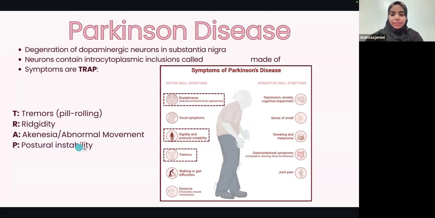And then P is for postural instability. So if you pull them, they're not able to balance basically. So they might end up falling. So they have a lot of falls. And as you can see, they also have stooped posture. And they can also have symptoms that are not related to the motor system, like depression. They can have loss of the sense of smell, anosmia, and autonomic symptoms like lightheadedness and dizziness and so on. Orthostatic hypotension, basically. So yeah.